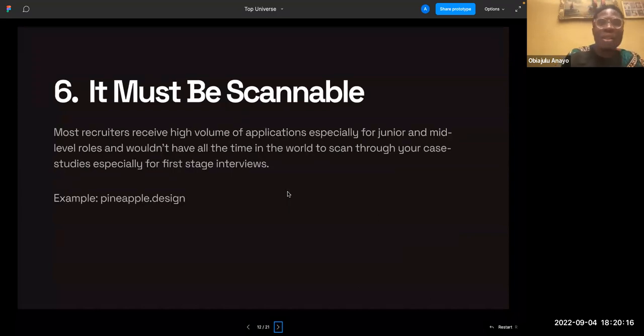All right. Another thing is that your case studies must be scannable. The truth is that most recruiters receive a high volume of applications, especially for junior and mid-level roles, so they don't have all the time in the world to read your case studies. You must design in such a way, and this is where accessibility comes in. I've been talking about designing for accessibility a lot these days. I must be able to scan the case study with my eyes using the F or Z pattern.